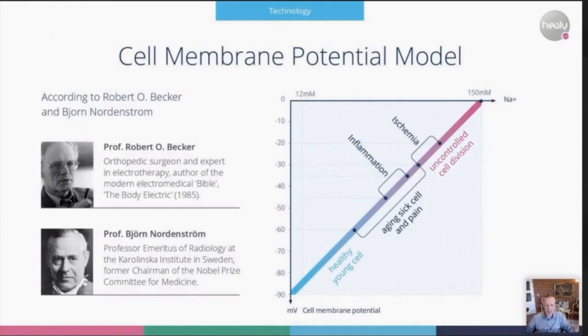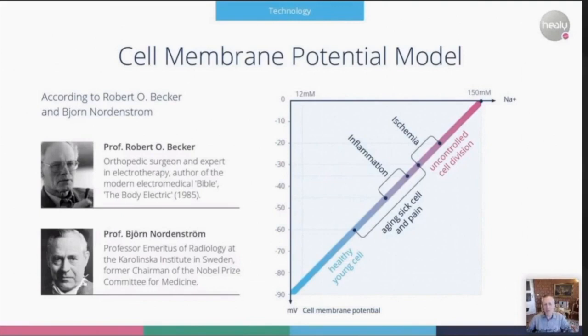For example, the healthy young cell starts at minus 90 millivolt and goes up to minus 45 millivolt. So that's the whole range in which the healthy young cell can operate. A liver cell normally is around minus 45 millivolt, whereas a muscle cell needs a higher action potential of minus 90 millivolt, and all the other cells are in between. So this is a more precise presentation of the same idea.